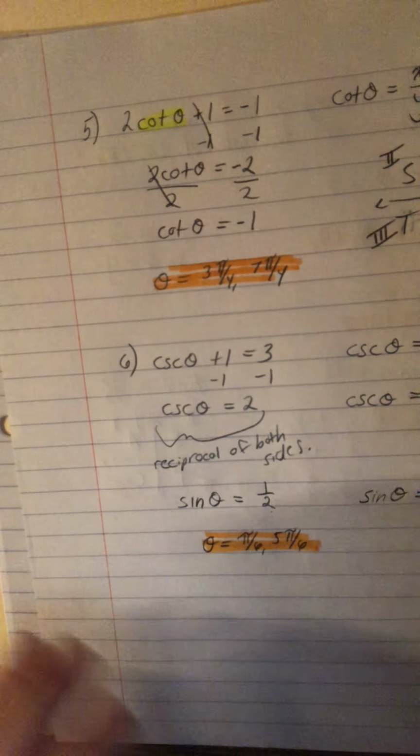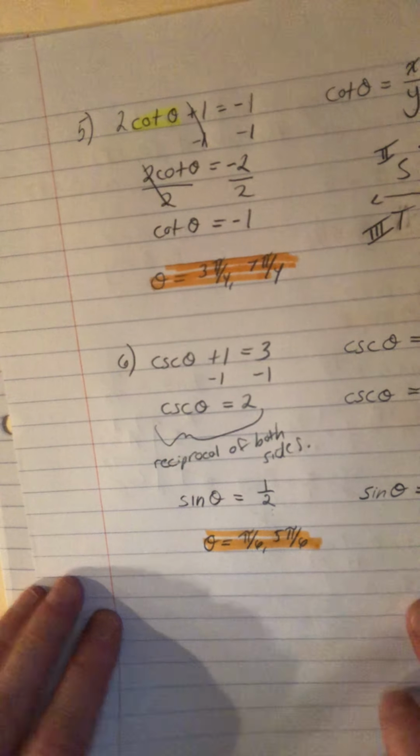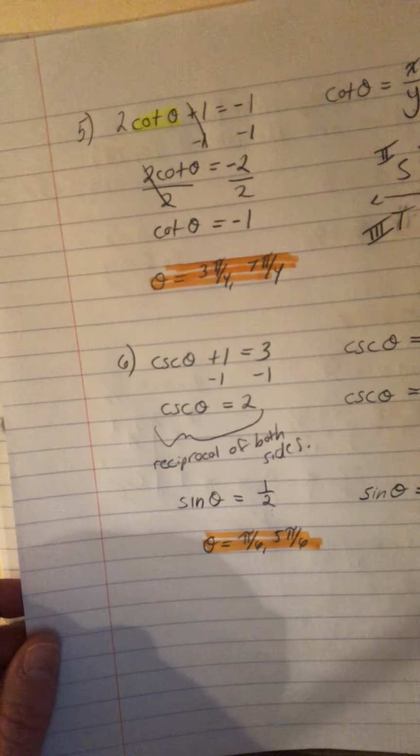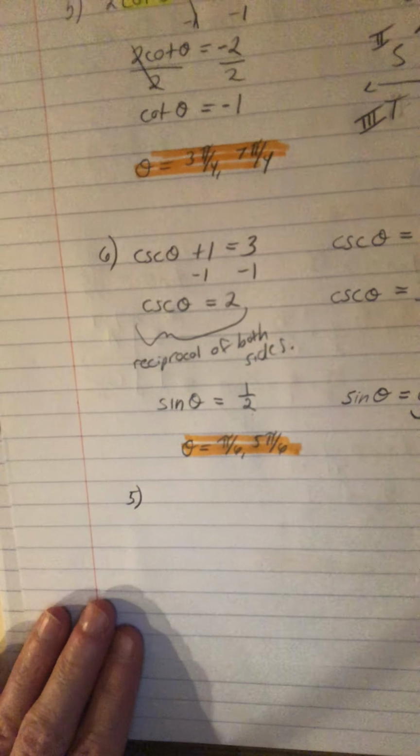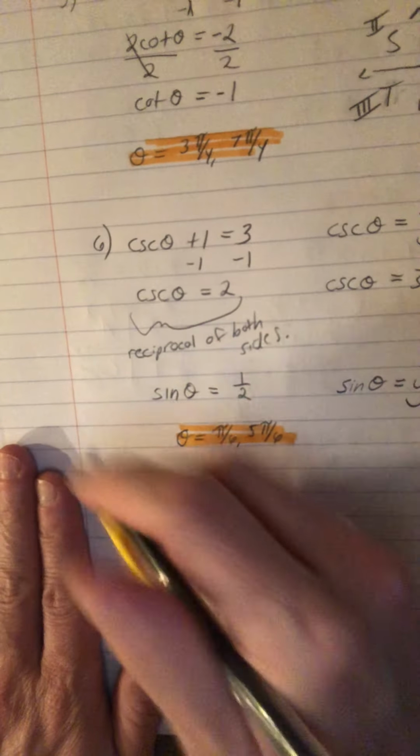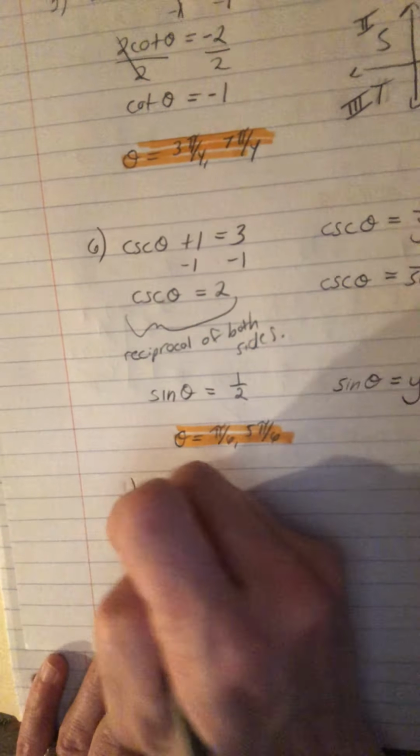All right, guys? Let's do one more, like I said. Let's do one more. All right, guys, let me make sure you can see it. It should be 5, 6, 7.